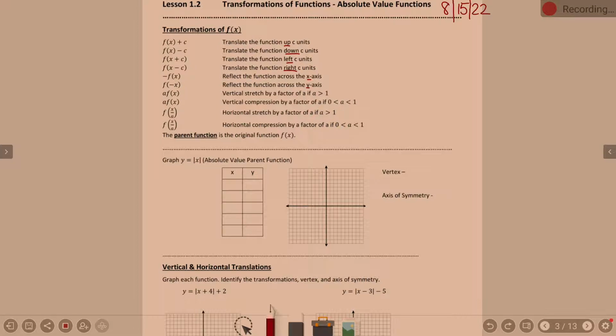And then notice the next two. It's a times f of x. So that's saying what happens if we take a number and multiply it by the equation. So taking a number and multiplying it, it's either going to stretch it or, I use the word, compress. Have you seen the word compress or have you seen the word shrink before? Or have you not seen these words?